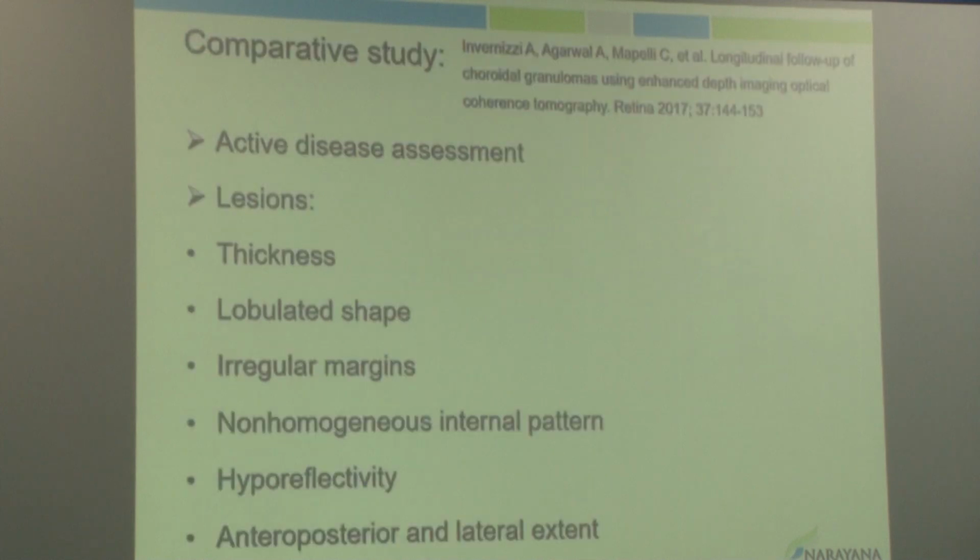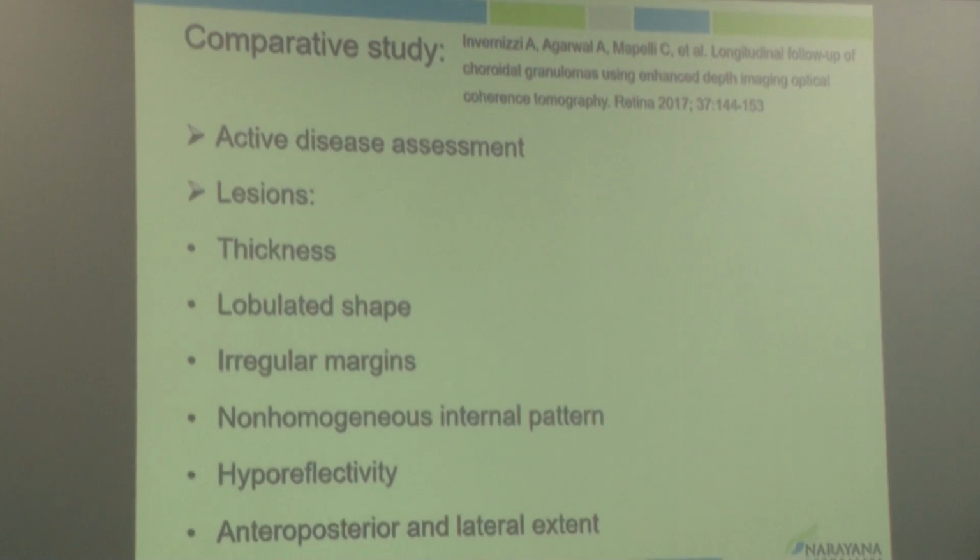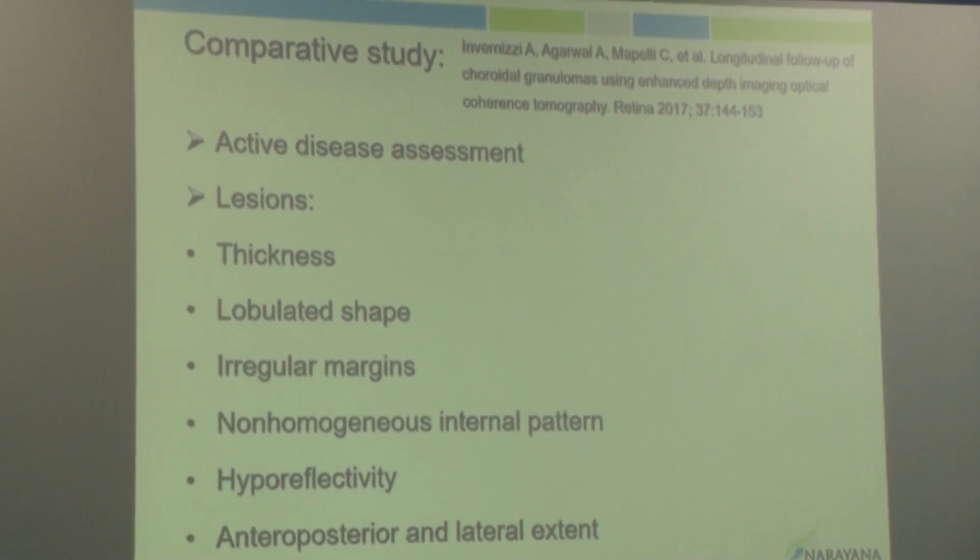Now there are some comparative studies which have been done. One particular study looked only at the active lesions in cases of VKH, where they evaluated the thickness, the shape, irregular margins, hyporeflectivity, and anterior, posterior, and lateral extent. Their argument was that in the treatment of active lesions in VKH, especially in the initial phases, the anterior-posterior dimensions of the lesion reduce much faster compared to the lateral extent, which is better picked up on OCT. So they also supported the argument that OCT is a better tool, once the lesions are picked up, to monitor how our treatment is actually working.